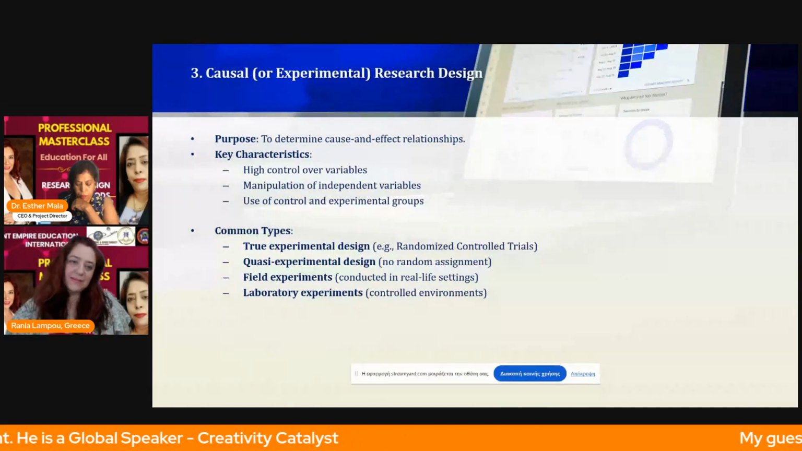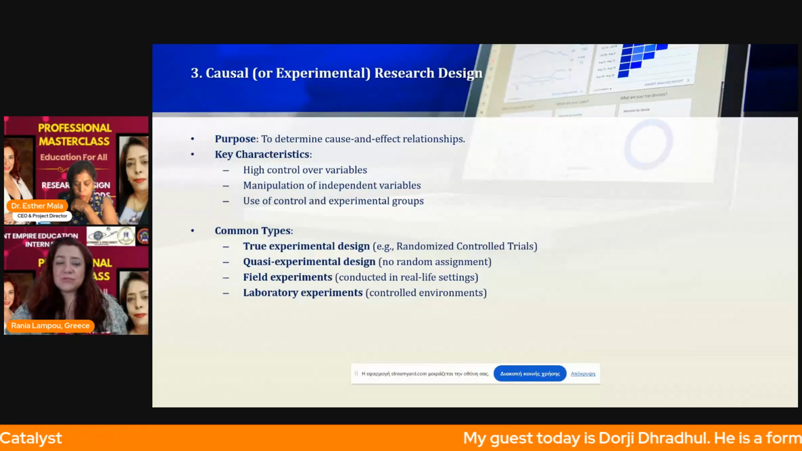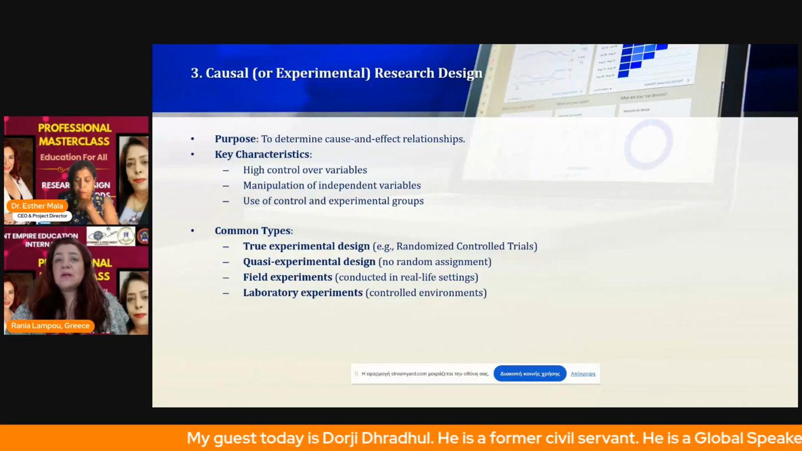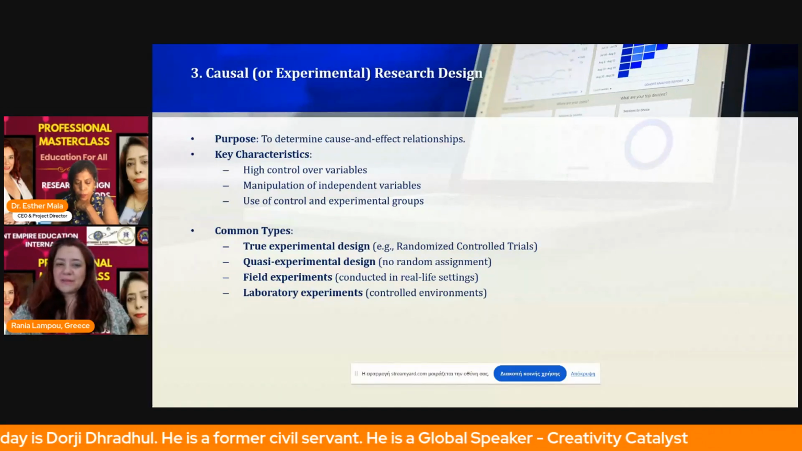Causal or experimental research design. The aim here is to define cause and effect relationships. The key characteristics are high control over variables. It's about manipulation of independent variables, use of control and experimental groups.